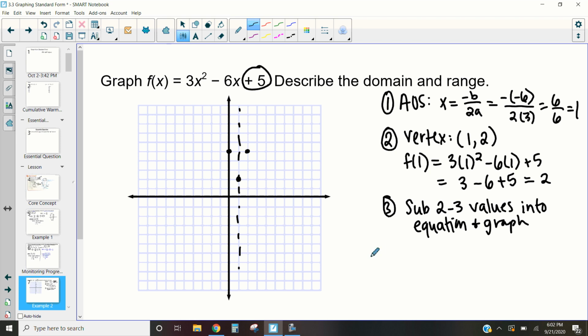Now let's look at one other point here. So the other point that I'm going to look at is I'm going to look at the number -1. So if I put -1 into my function, I have 3 times -1 squared minus 6 times -1 plus 5. -1 squared is 1 times 3 is 3. -6 times -1 is 6, plus 5.